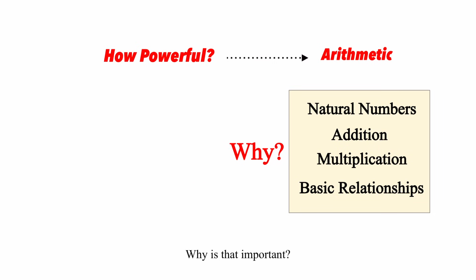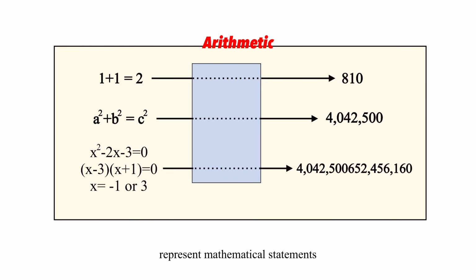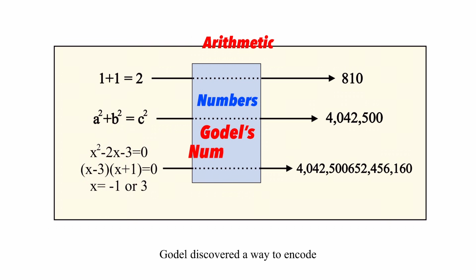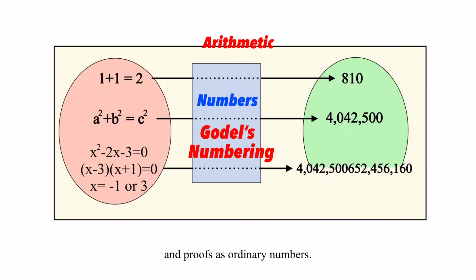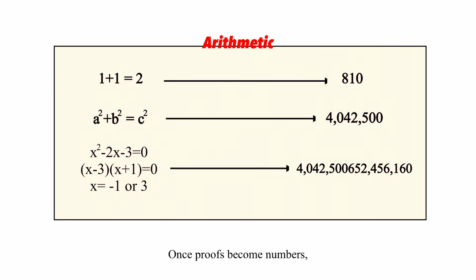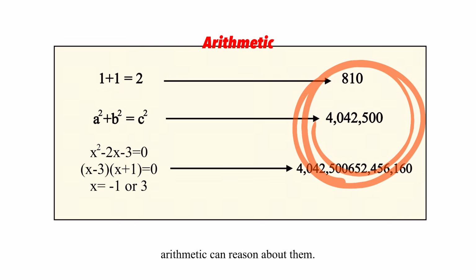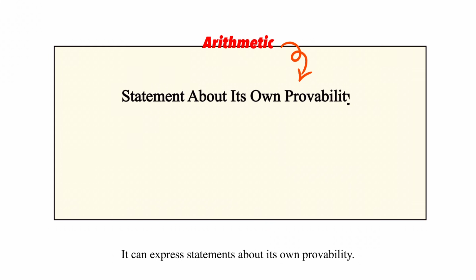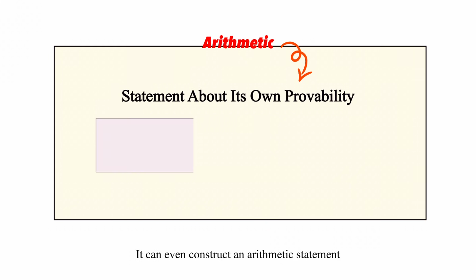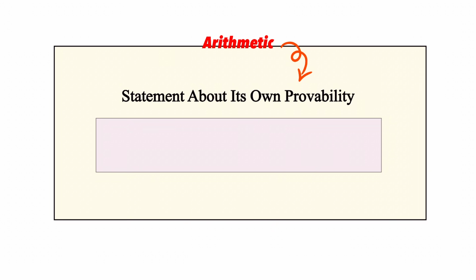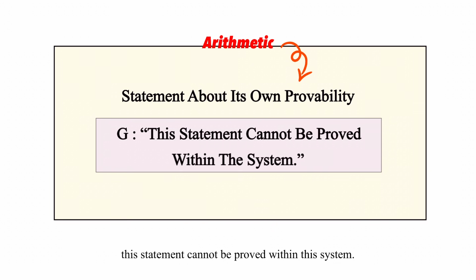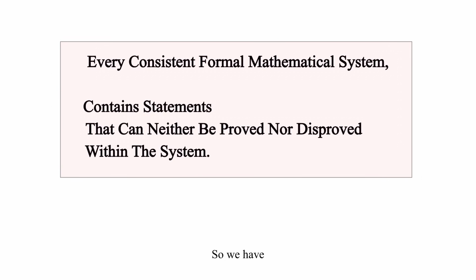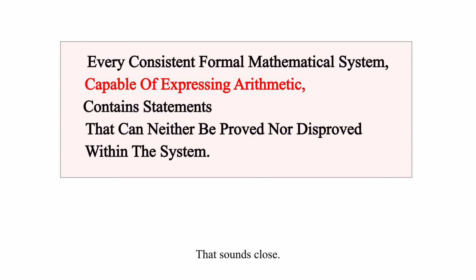Why is that important? Arithmetic is already rich enough to represent mathematical statements and proofs using only numbers. Gödel discovered a way to encode mathematical statements and proofs as ordinary numbers. Once proofs become numbers, arithmetic can reason about them. And once a system can reason about its own proofs, it can express statements about its own provability. It can even construct an arithmetic statement that essentially says this statement cannot be proved within this system. That changes mathematics forever. So we have capable of expressing arithmetic.